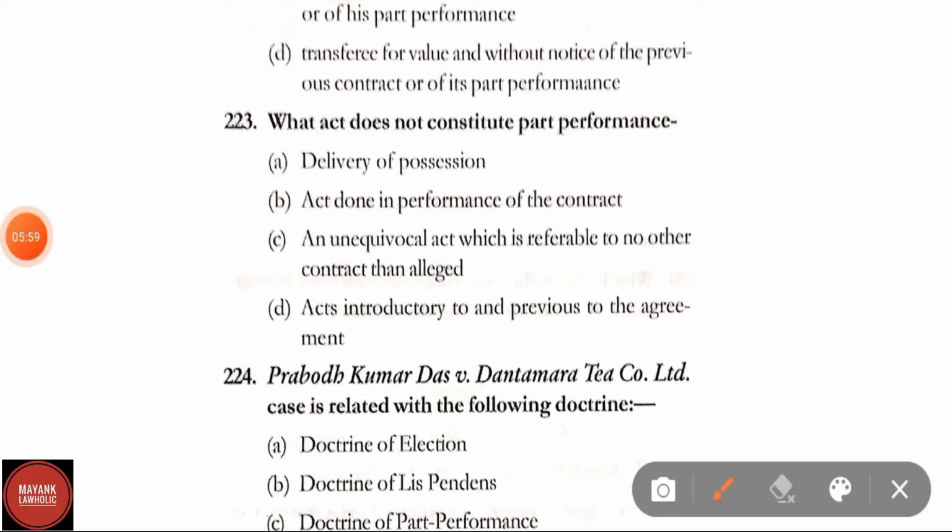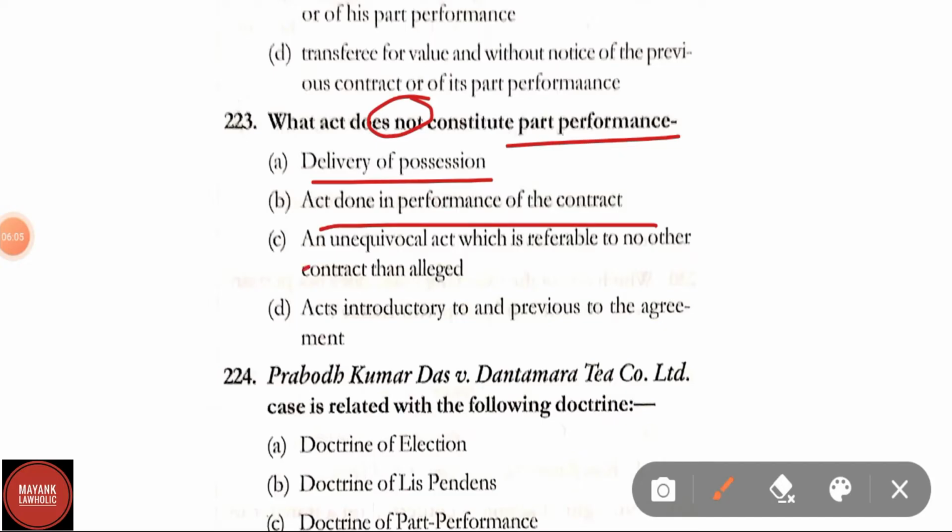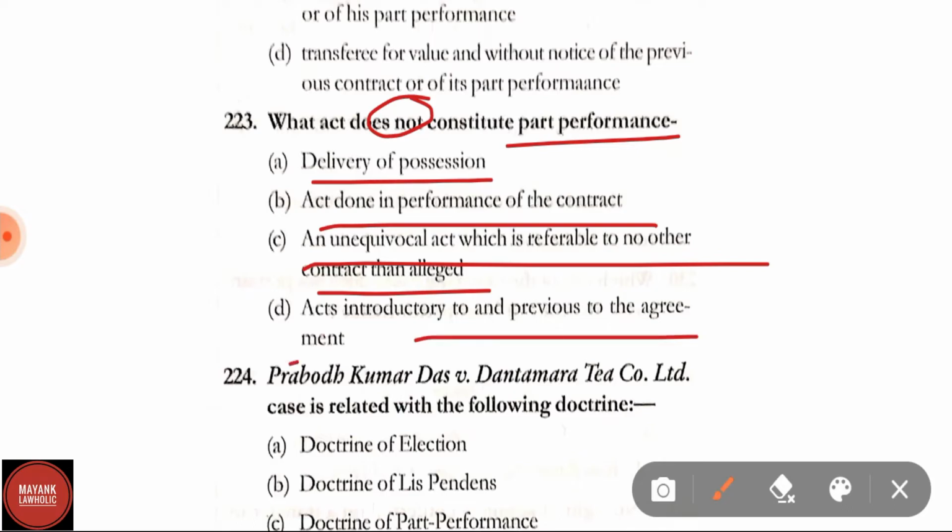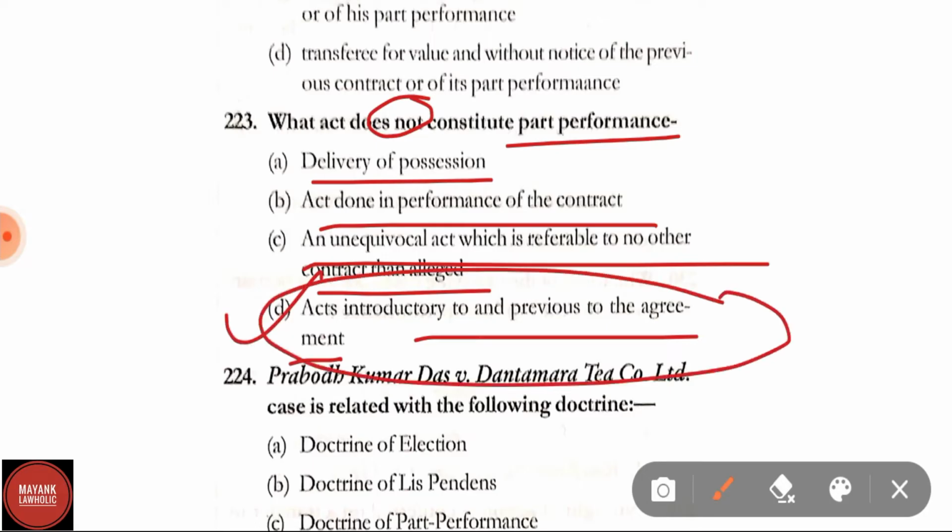Question number 223. What act does not constitute part performance? Options are delivery of possession, act done in performance of the contract, an unequivocal act which is referable to no other contract than alleged, acts introductory to and previous agreement. Here the correct answer is option D, that is act introductory to and previous to the agreement.